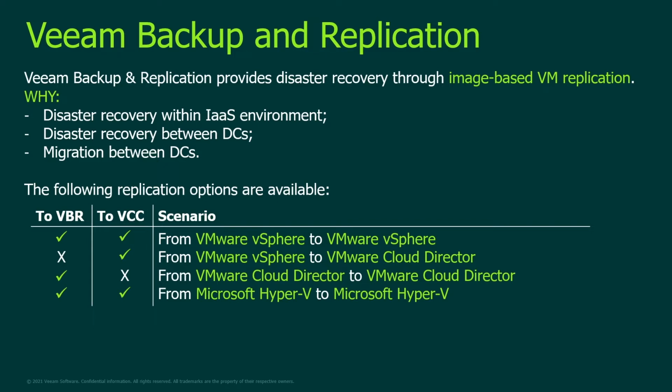So, Veeam Backup and Replication scenarios: from vSphere to vSphere, from vCloud Director to vCloud Director, from Hyper-V to Hyper-V. In case you would like to replicate also to an external service provider, you might also use the vSphere to vCloud Director option, but in this case vCloud Director to vCloud Director will not be supported.